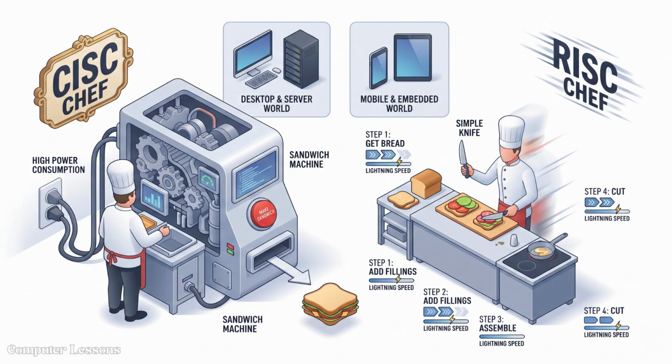Imagine a chef in a kitchen. A CISC chef has a specialized machine that makes a whole sandwich with one button, but it is huge and uses lots of electricity. The RISC chef has a simple knife and does every step manually but works at lightning speed. For decades, these chefs lived in different worlds.